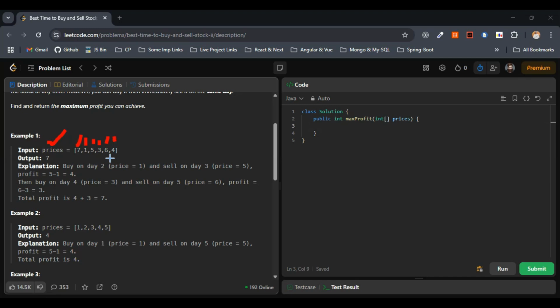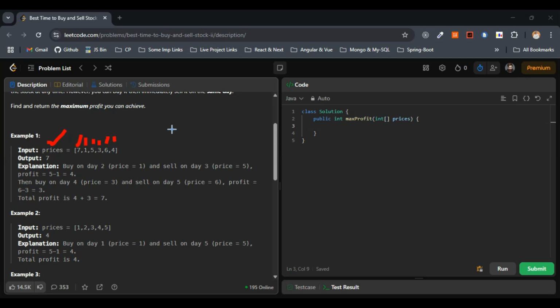We can buy or sell multiple times, but we can hold only one stock at a time. So at a time we can hold only one stock. This one we have to keep in mind. This is a very important thing. We can buy or sell multiple times, but we can hold only one stock at a time.